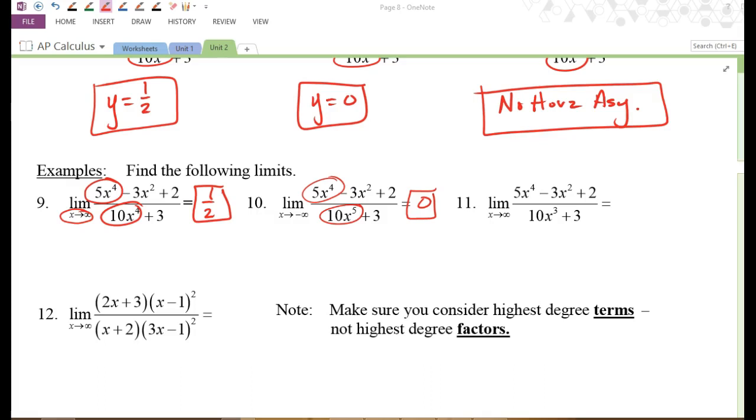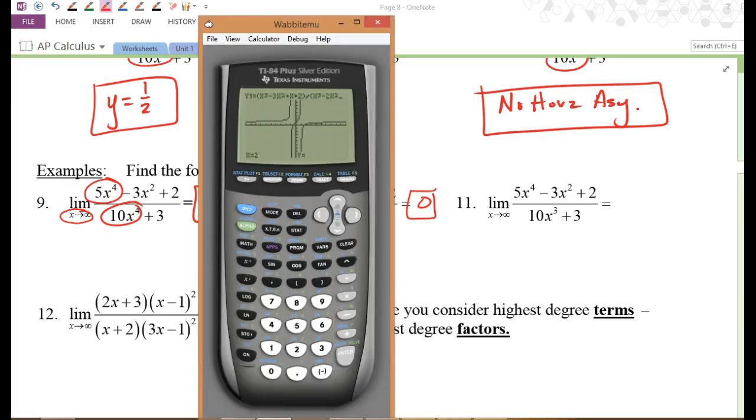So if I graph it, we've got 5x to the fourth minus 3x squared plus 2, divided by 10x to the third plus 3.